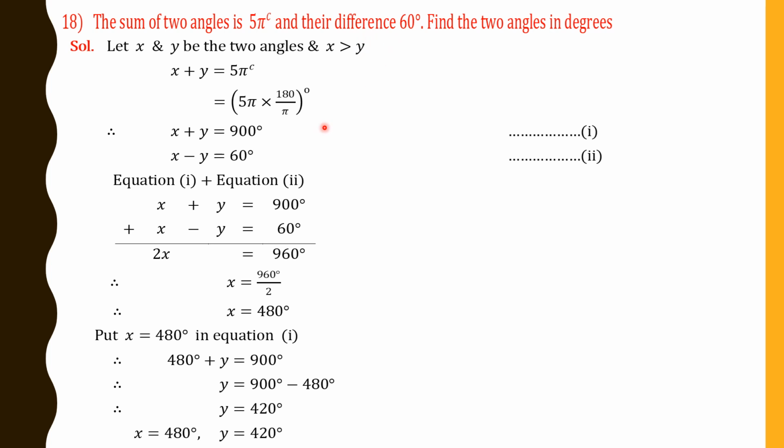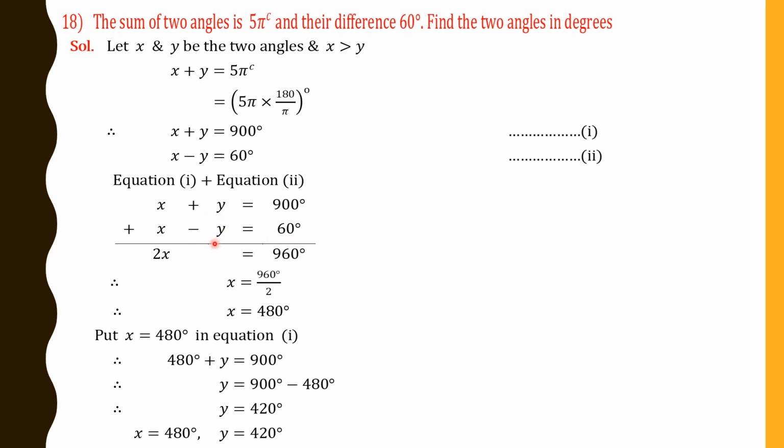Also, the difference is 60 degree. X minus y equal to 60. Here one unit is degree, one unit is radian. For simplification, we convert radian into degree, so both equations are in the same unit. Therefore, equation first plus equation second. Here x plus y equal to 900 and x minus y equal to 60 degree.